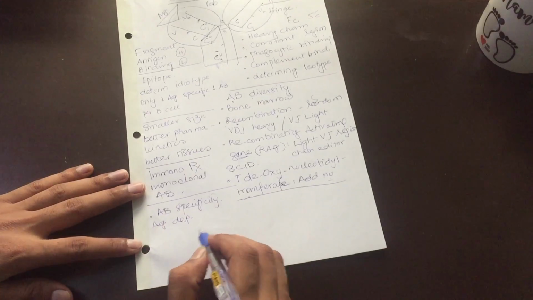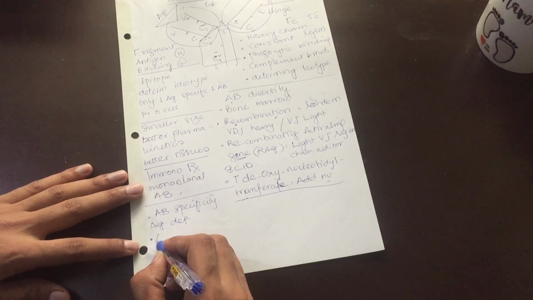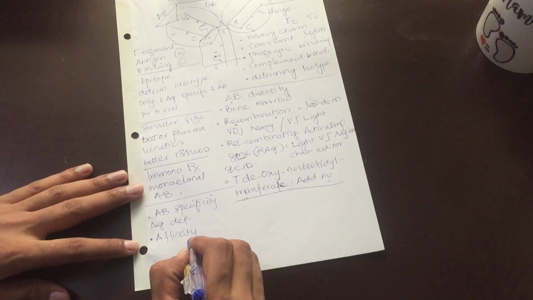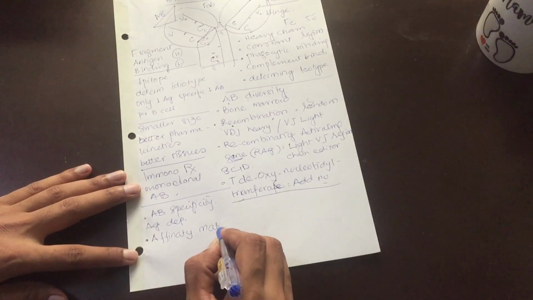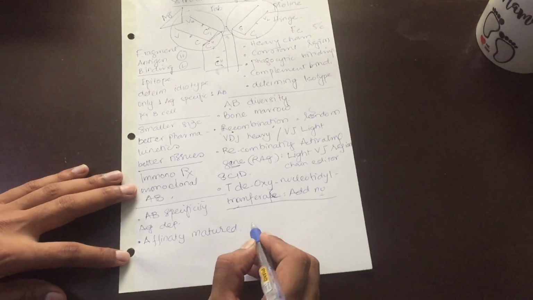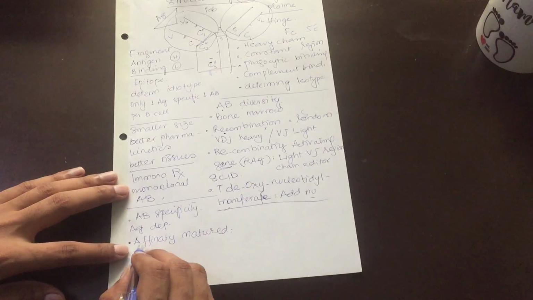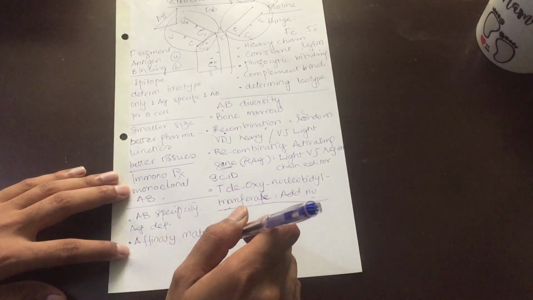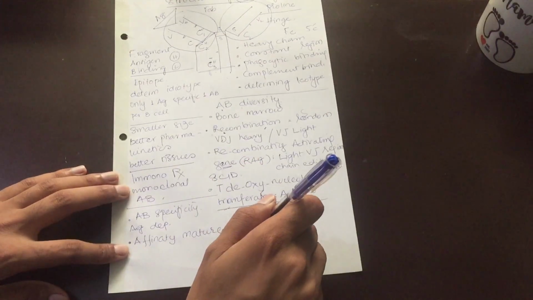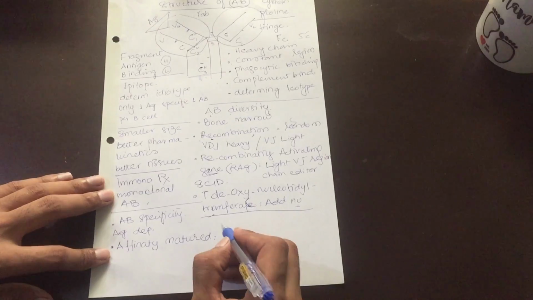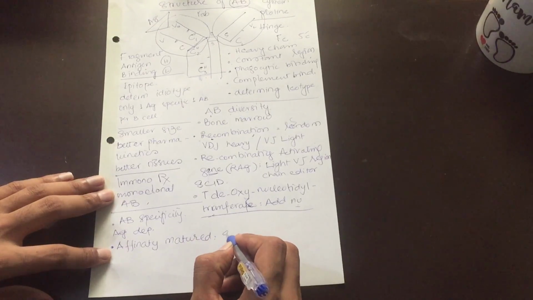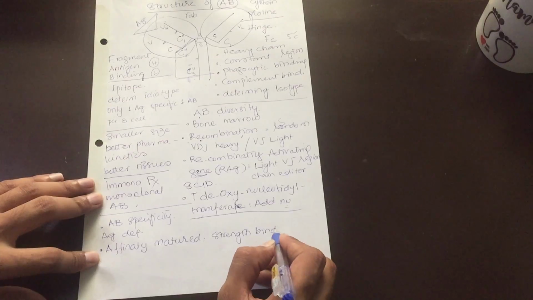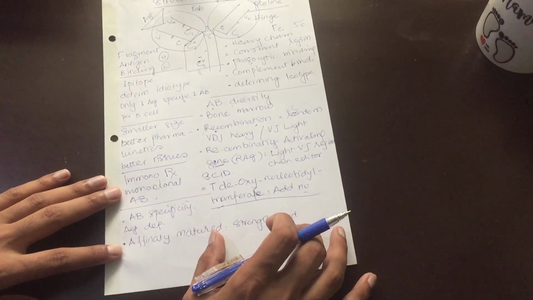So for antigen specificity, we have first, in the bone marrow, affinity maturation, which means the affinity gets matured, and it leads to an increase in the strength of binding of immunoglobulin to the respective antigen. So affinity maturation is actually the binding strength, and it gets matured in the bone marrow.